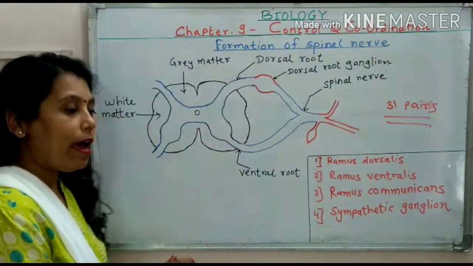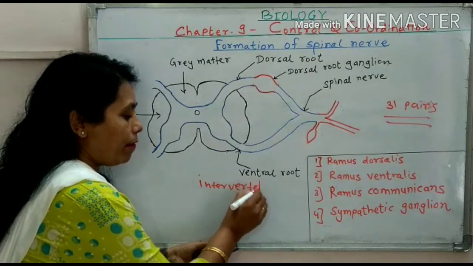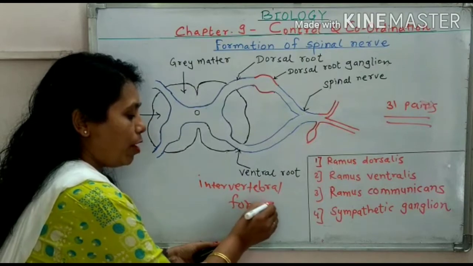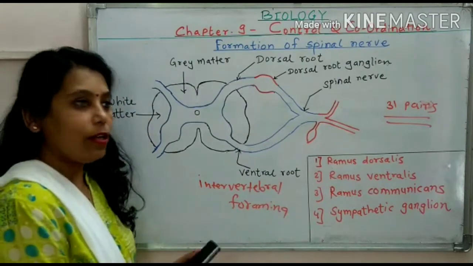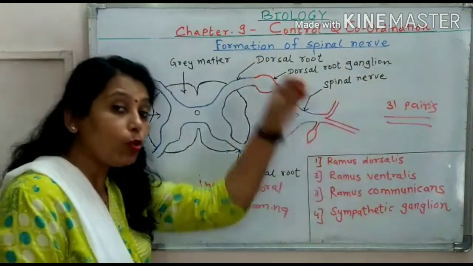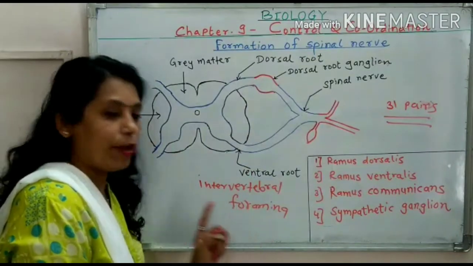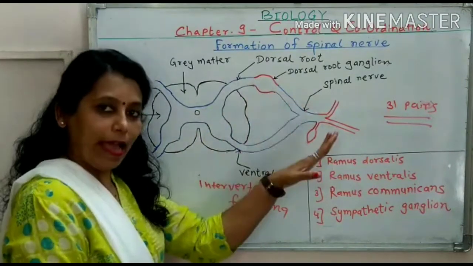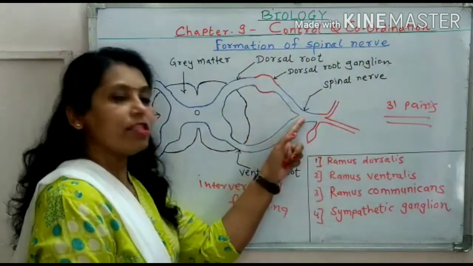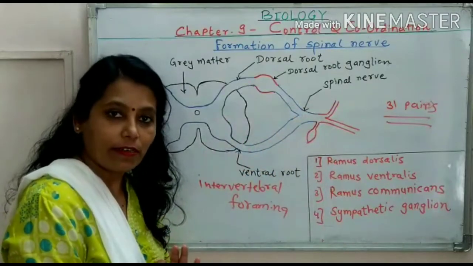And these foramina are called intervertebral foramina. Foramina means what? Foramina means aperture. So, this spinal nerve just comes out of the vertebral column through the aperture. And this aperture is called intervertebral foramina. Now, as soon as it emerges out, immediately the spinal nerve divides into 3 branches.